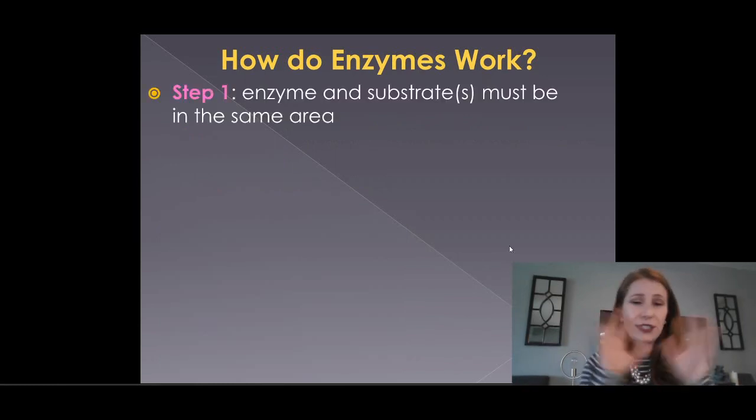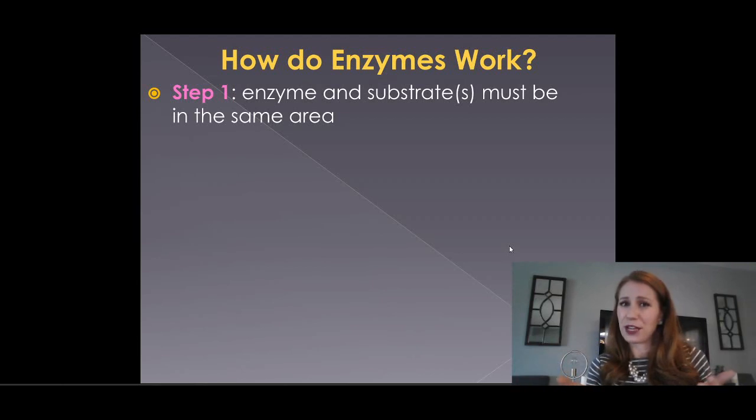So to give us kind of a whole picture here, we're going to go through the 4 steps that are needed for an enzyme to work. The first step is that the enzyme and the substrate have to be in the same location. They can't be in completely different parts of the cell or of the cytoplasm because that just won't work. They have to connect in order for this process to happen. So the enzyme and the substrate are next to each other.